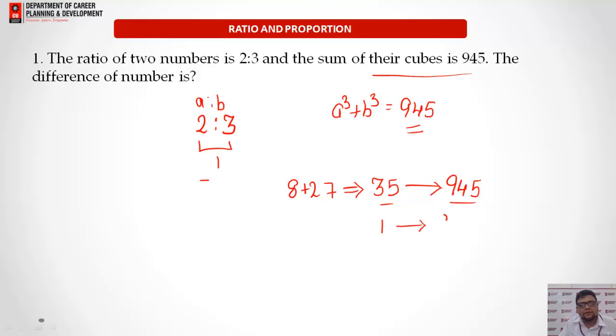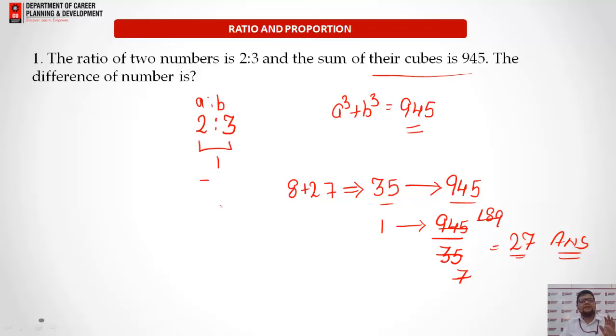So the value of one part will be 945 divided by 35. Cancel this value. This will cancel out to 7. This will be 1, then 8, then 9. Again cancel this out. It will be 27. So 27 is our final answer. Here I have not taken any value as x. I have directly found the difference between A and B without letting the value be x.